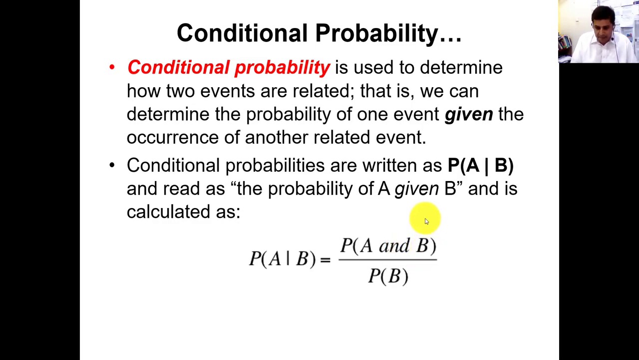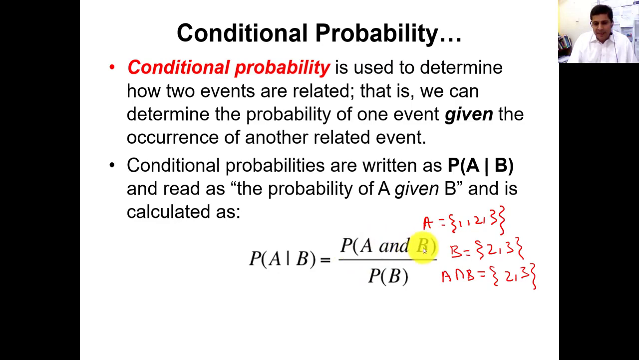So if I just write it, if A is 1, 2, 3, let's suppose, and B is 2, 3, what will be A intersection B? It will be 2 and 3. So we will write probability of A and B given that probability of B. In this way we can calculate conditional probability.